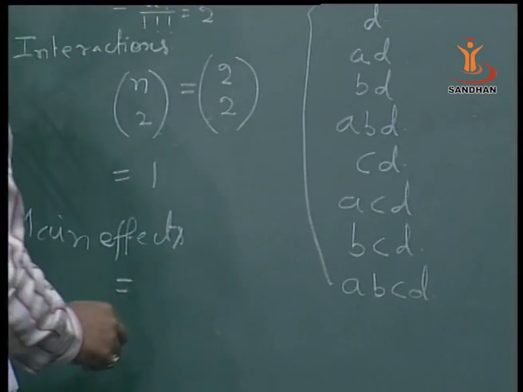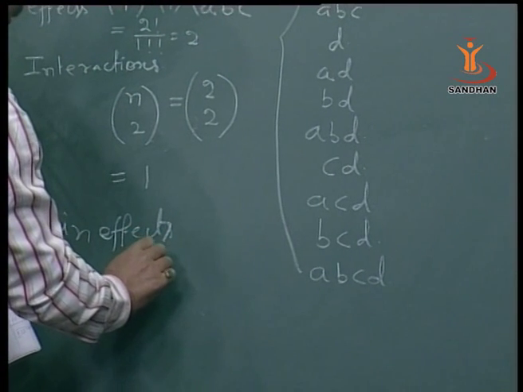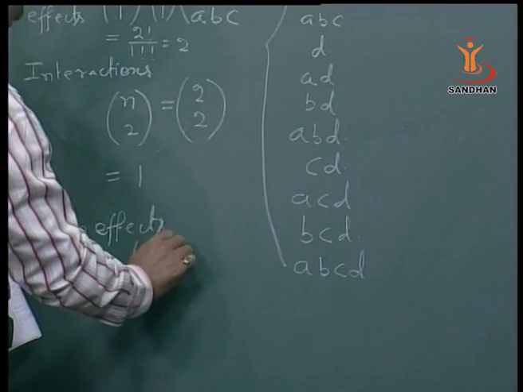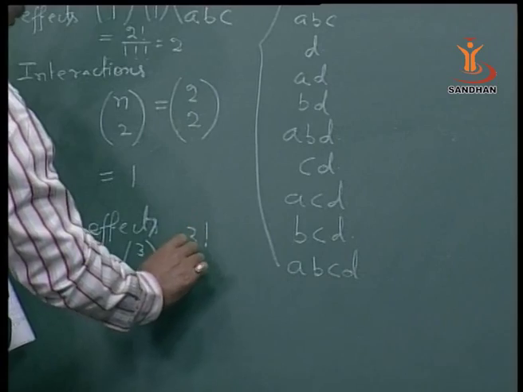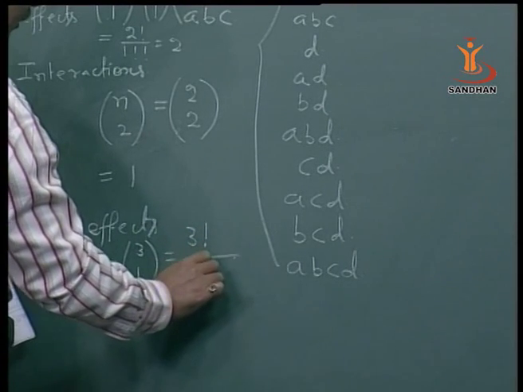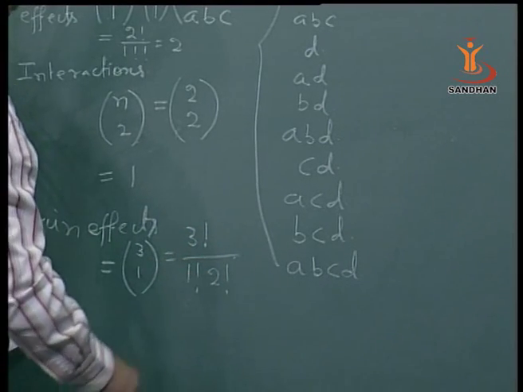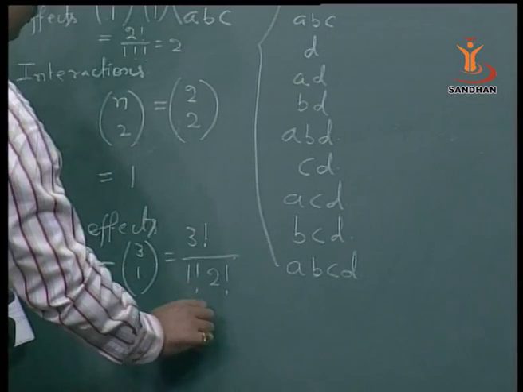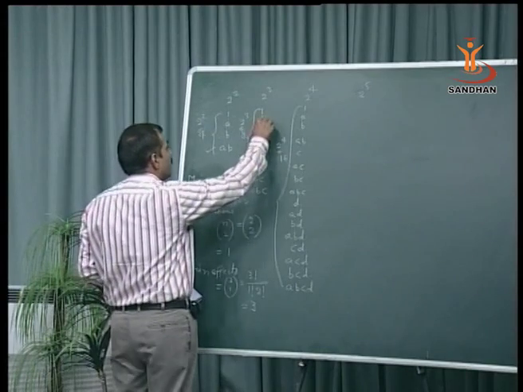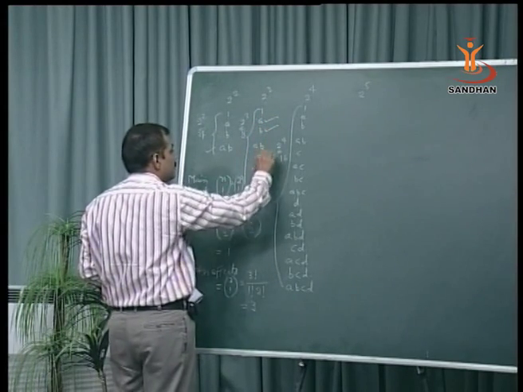If we apply the formula nC1, so 3C1, that is 3 factorial over 1 factorial times 2 factorial. So the total comes out to 3, that is A, B and C.